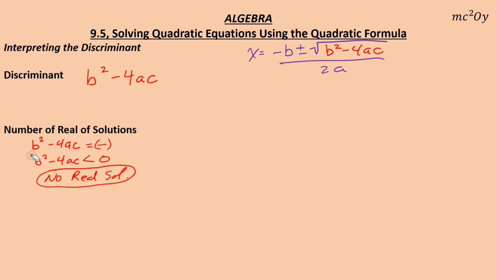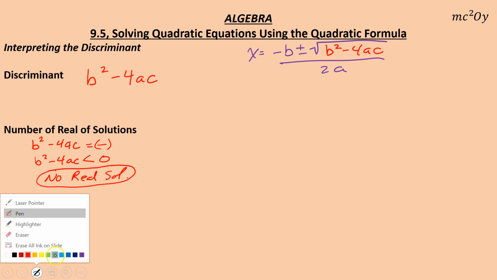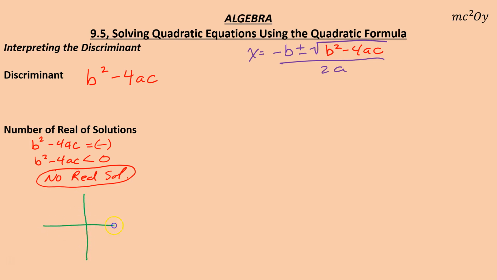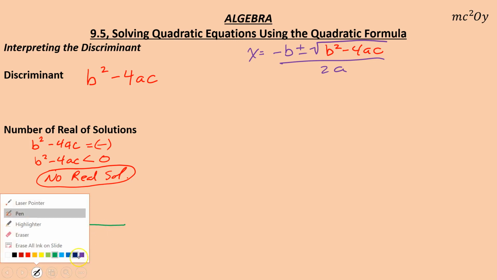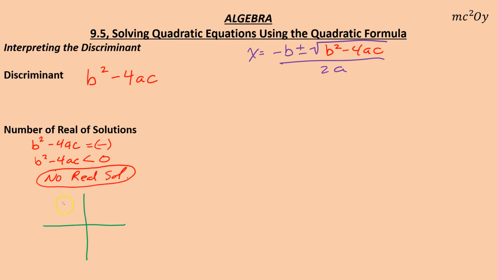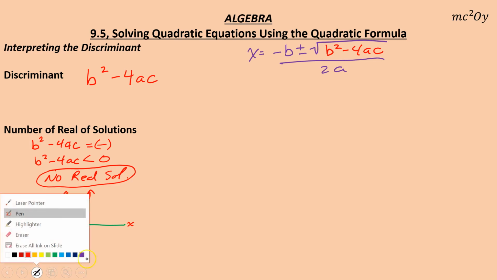And so, thinking about your graph of that, if I have an xy axis, my graph of something with no real solutions is a parabola that doesn't cross the x-axis. Remember, our x-axis here, those are our solutions where it intersects. Well, no real solution. It doesn't cross it. Okay? Let's try another one here.